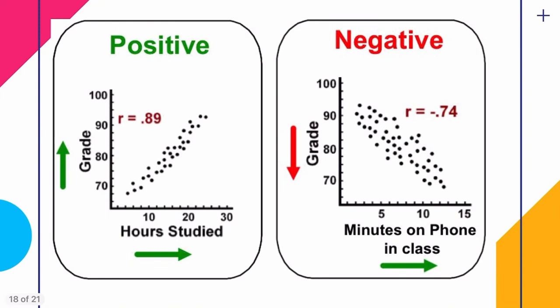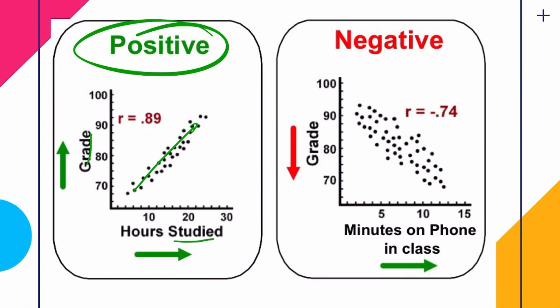Just to remind you, a strong positive would be something like positive 0.89. Your dots are real close together. So let's say your hours of studying versus your grade. If the hours are going up, the grade is going up. That's considered a positive correlation.